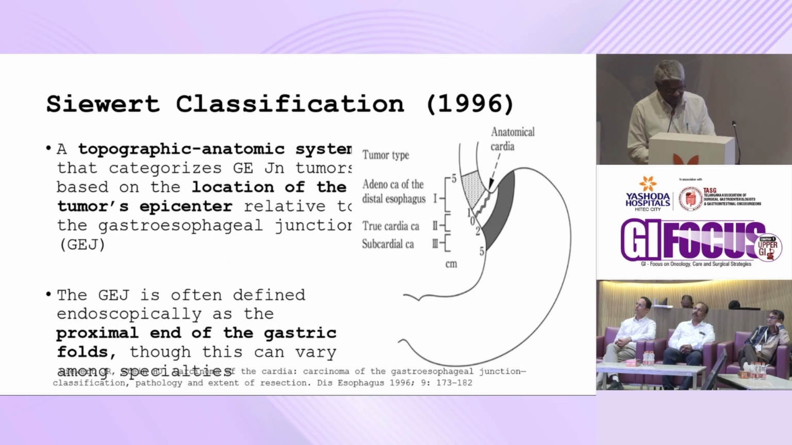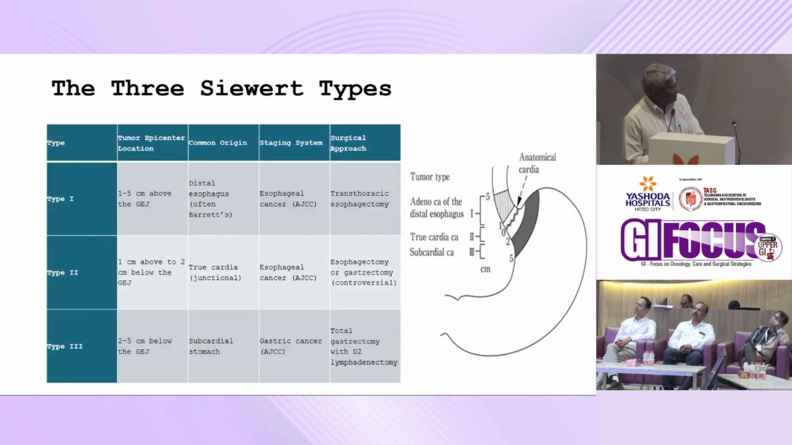So the biggest problem in this Siewert classification is how do you identify the GE junction properly. So that was one of the drawbacks. But there were advantages: it did tell that type 1 were basically distal esophagus tumors, and type 3 were subcardial or stomach tumors.